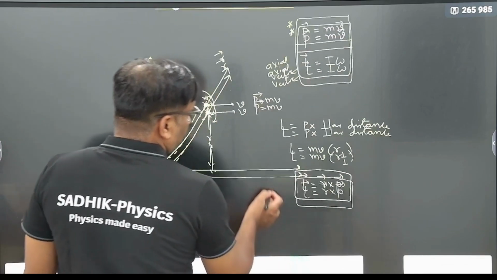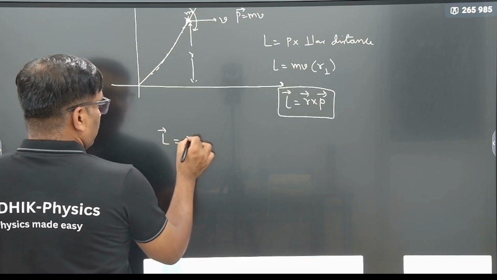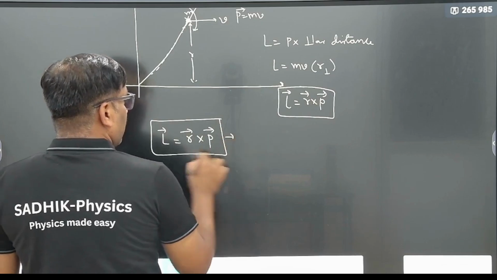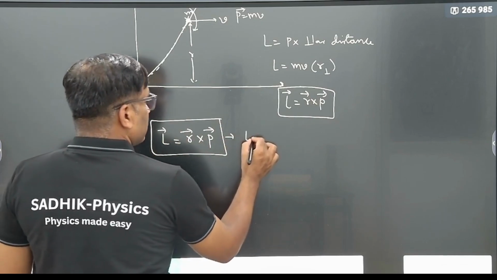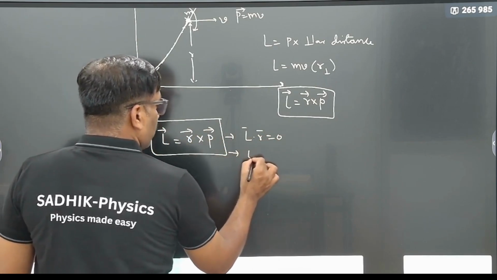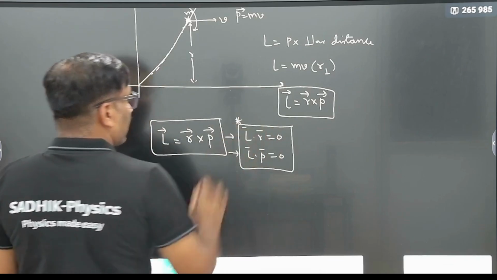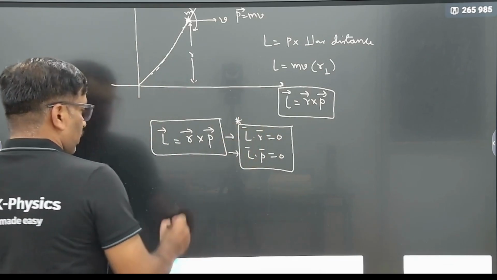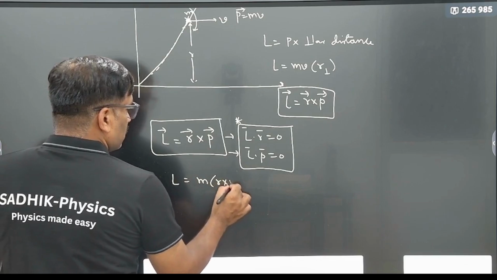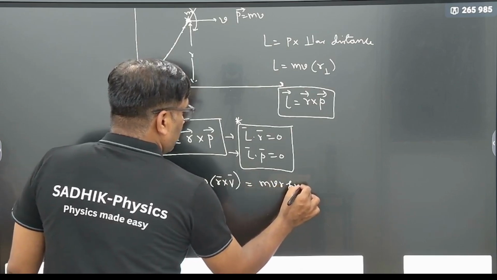Let us rewrite it. Angular momentum is defined as r cross p. L is perpendicular to r, that means L dot r is 0. L is perpendicular to p, therefore the dot product L dot p is also equal to 0. In this way we can calculate it. So L is equal to m into r cross v, and you can write this as m into v into r into sin theta.